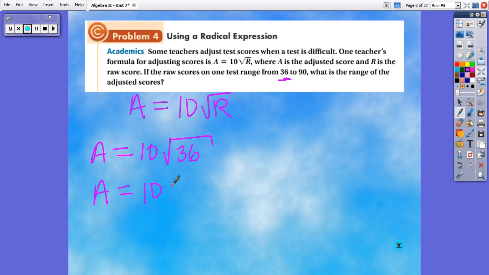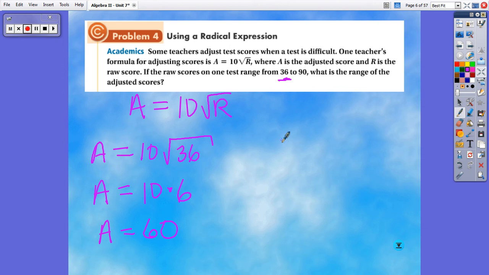10, the square root of 36 is plus or minus 6, remember, but in a real life situation, you have to think about which number makes sense. The negative number wouldn't make sense because I'm hoping that most of you will never get a negative score on a test. So you're going to use the positive number and you'll get a is equal to 60. So that's the new low score. That's the adjusted low score.